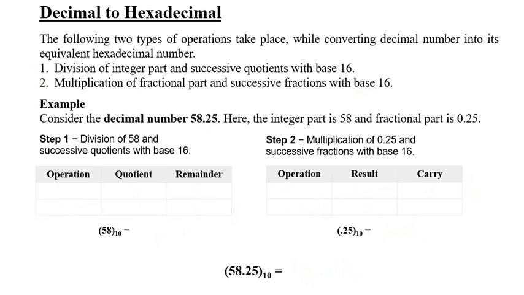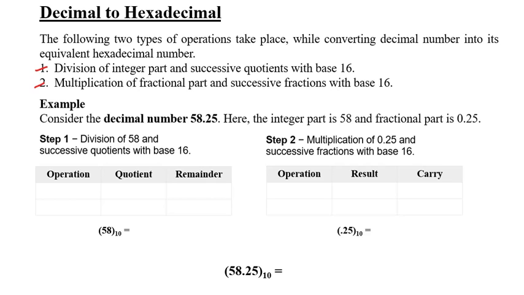So now let us see how to convert a decimal number into hexadecimal, that is, a decimal number into the base 16 number system. So again, the decimal number I want to convert into base 16. The conversion involves two types of operations, that is division by 16 and multiplication by 16. The division takes place for the integer part of the decimal number and the multiplication takes place for the fractional value of the decimal number, right?